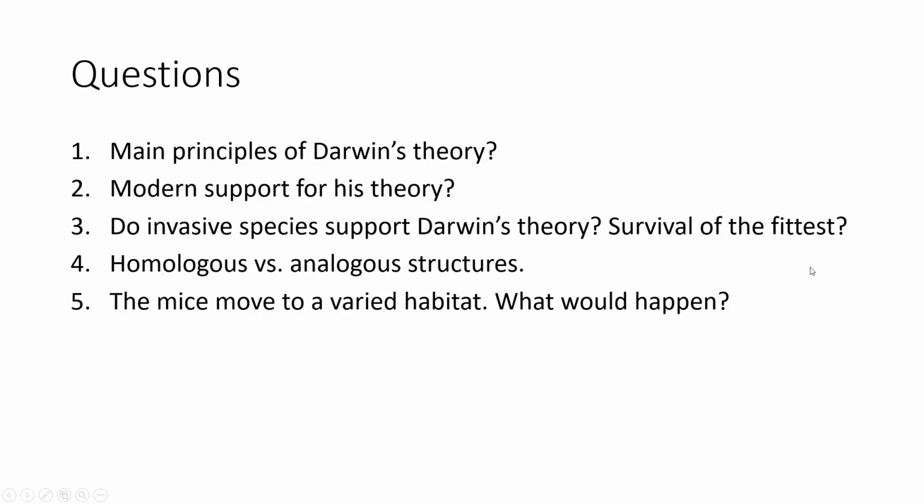Next, last really, now again, your lab manual does also talk about analogous structures and vestigial structures. They also have a really good section on invasive species. Read through all of those sections and make sure you understand them. But then we come to the questions at the back of the chapter. What are the main principles of Darwin's theory of natural selection?